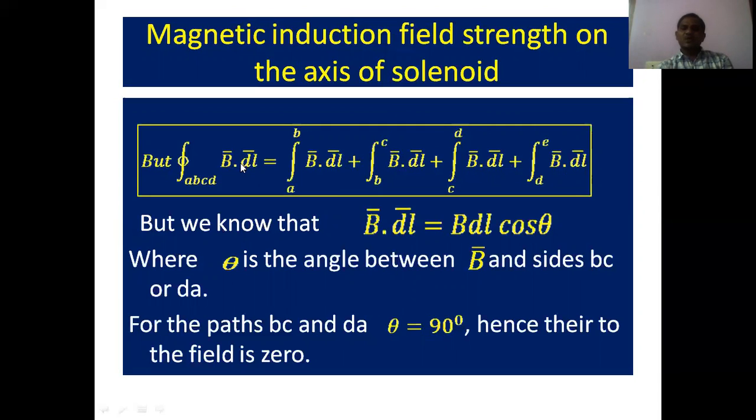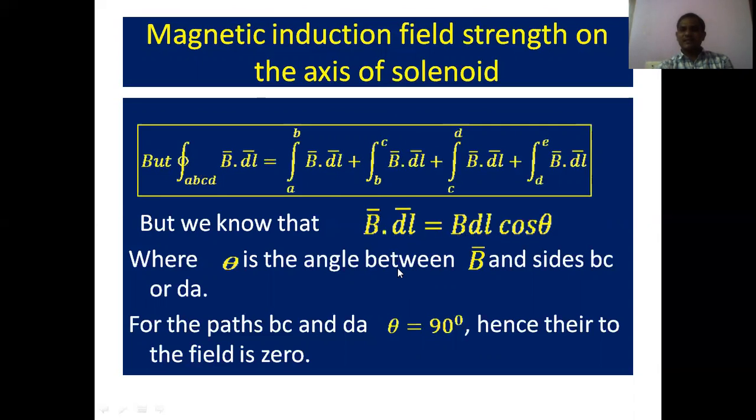Along the closed loop ABCD, the closed integral of B bar dot dl bar equals the integral from A to B of B bar dot dl bar plus the integral from B to C of B bar dot dl bar plus the integral from C to D of B bar dot dl bar plus the integral from D to E of B bar dot dl bar. So we have to read only the closed integral here, not here. Please correct that one.